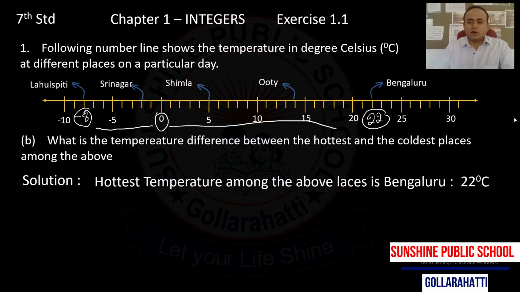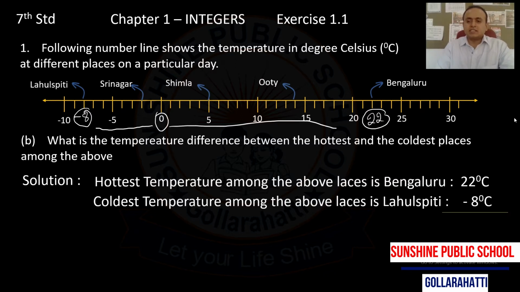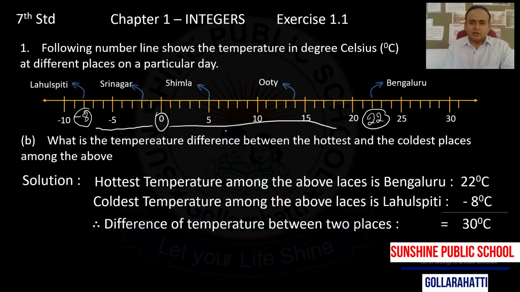The hottest temperature is Bangalore at 22 degrees Celsius, and the coldest is 8 degrees Celsius, that is -8. You have to add to find the difference, that is 30 degrees. So from here 22 plus from here 8, so from 22 to -8 it is 30 degrees Celsius.